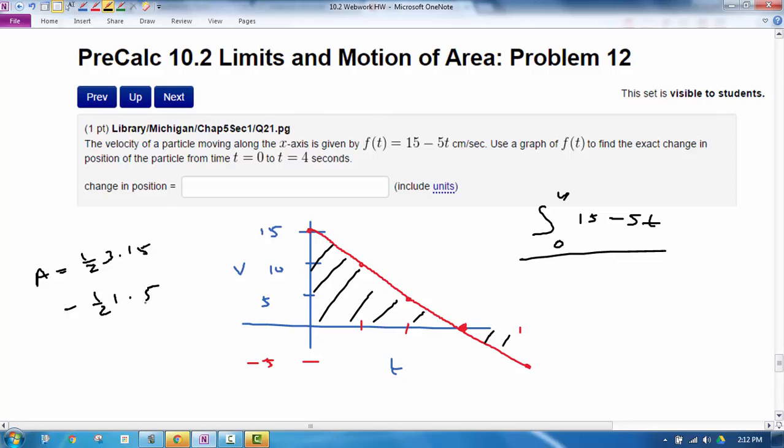That's 20 centimeters. And make sure, and don't forget to include the units right here.